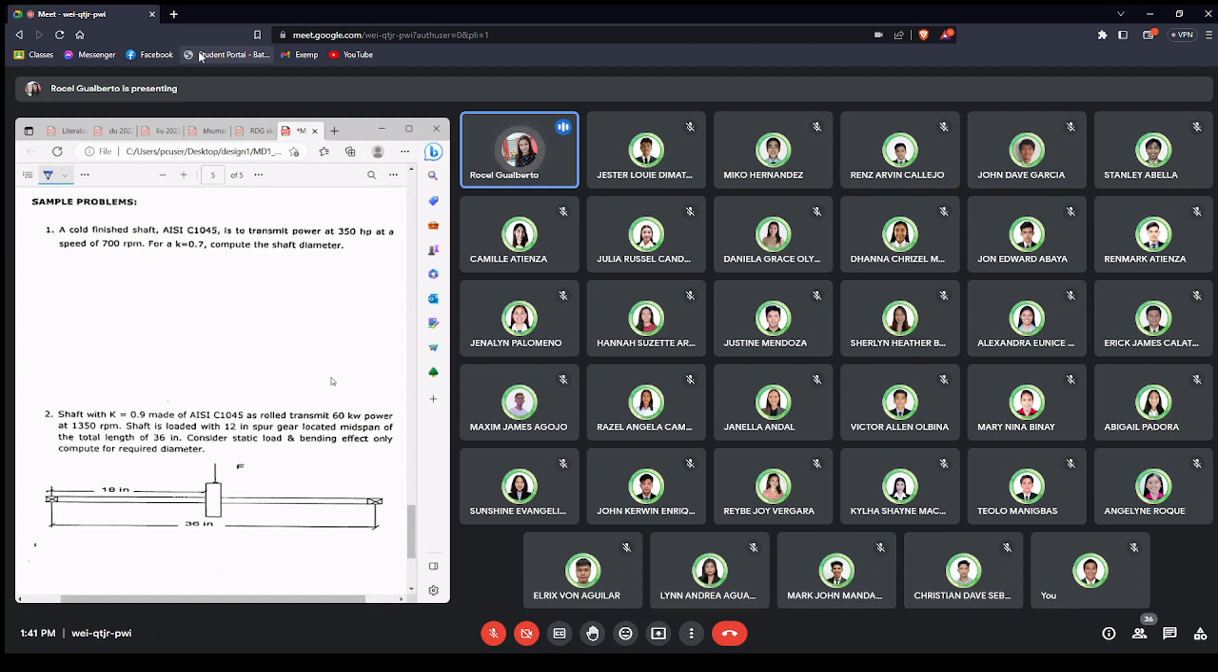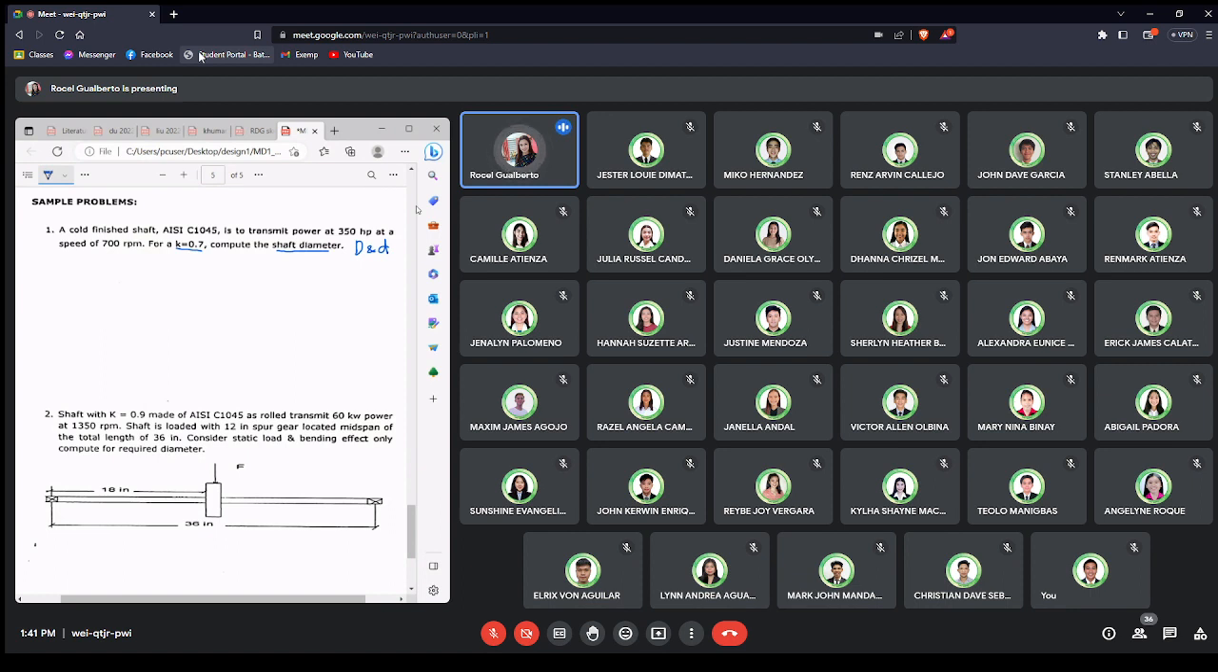So, we have your cold finish shaft C1045 to transmit 350 HP at a speed of 700 RPM. We are given here the diameter ratio K equal to 0.7. So meaning the shaft is hollow. So you compute for the shaft diameter. When we say you compute for the shaft diameter, if it is hollow, then you are to obtain outside and inside diameters.